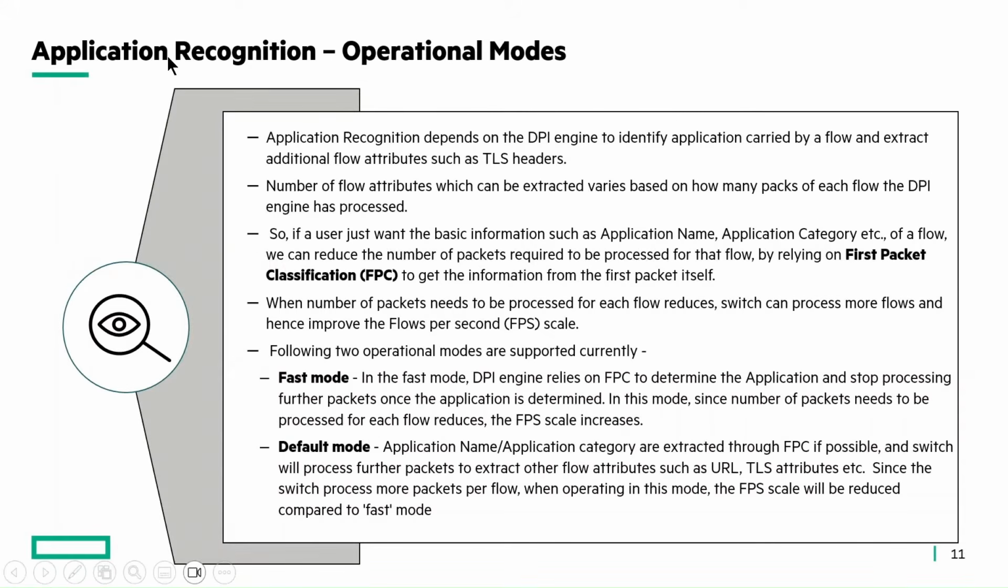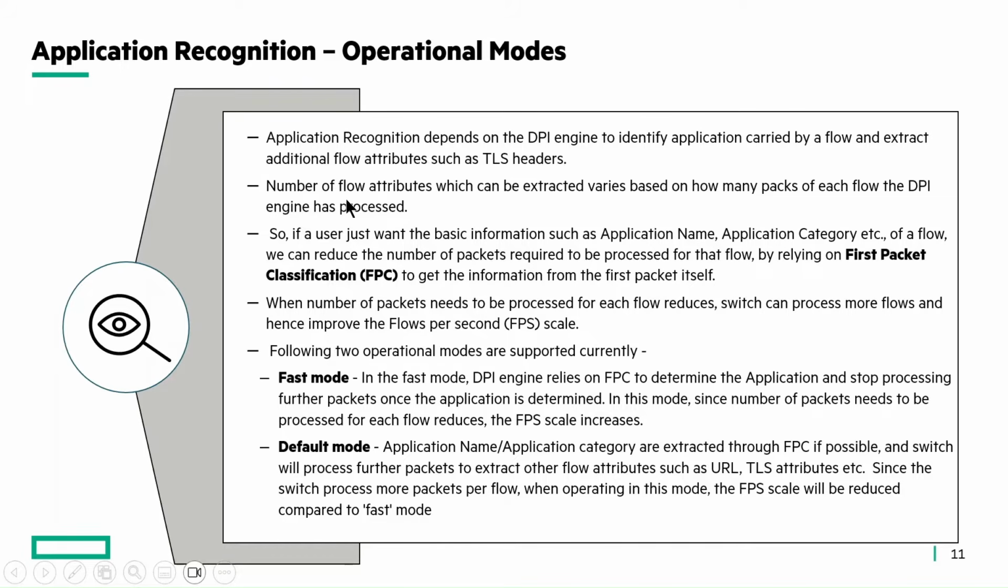The difference between something good and something great is attention to detail. On the same lines, let's jump into the details of this feature. So let's understand the internals of the operational modes present in the application recognition feature. The application recognition feature relies on the DPI engine to recognize the application that a flow carries and to extract other flow attributes including the TLS headers.